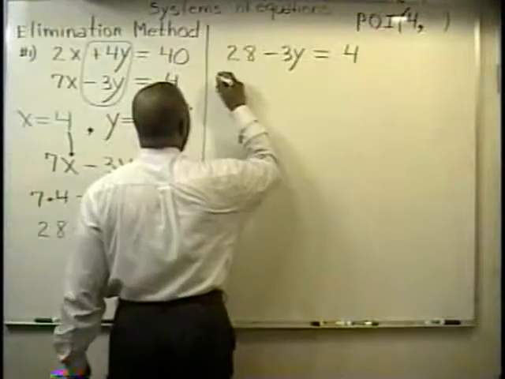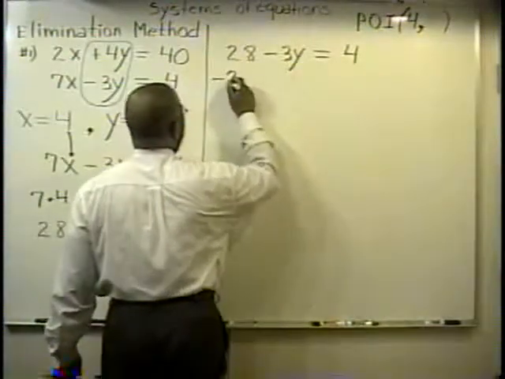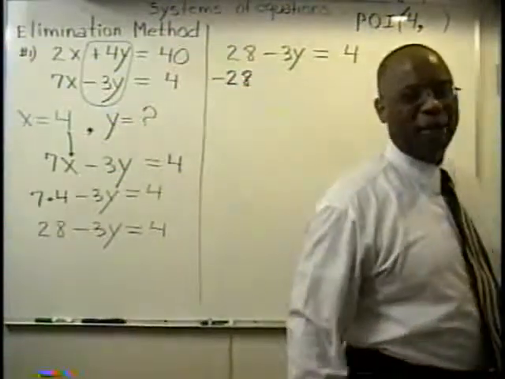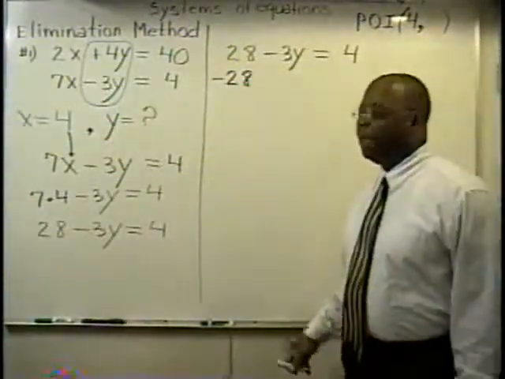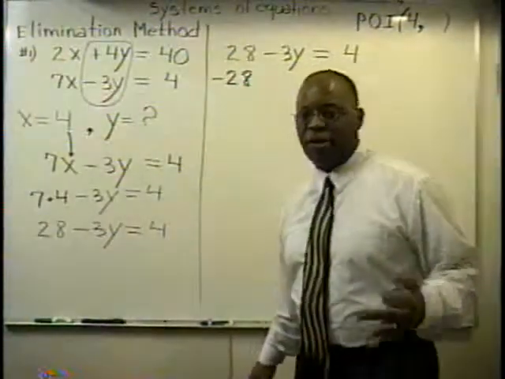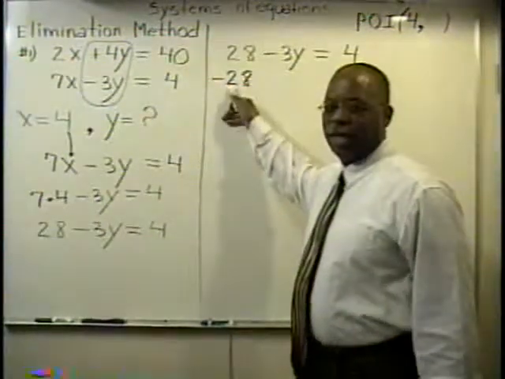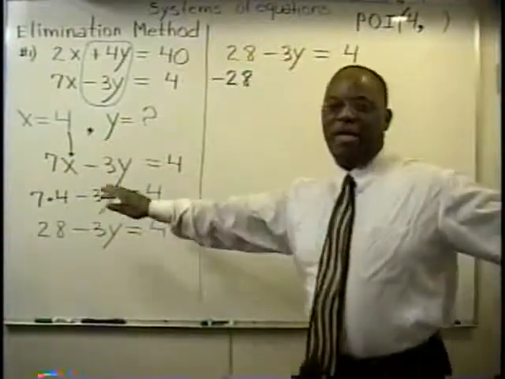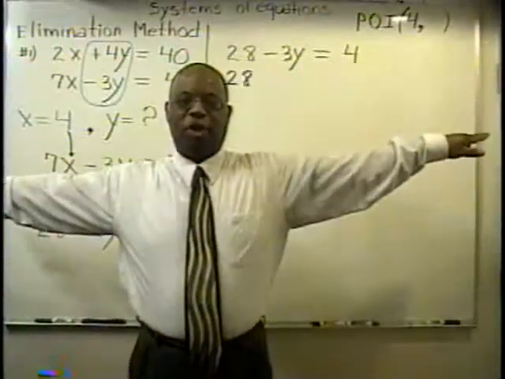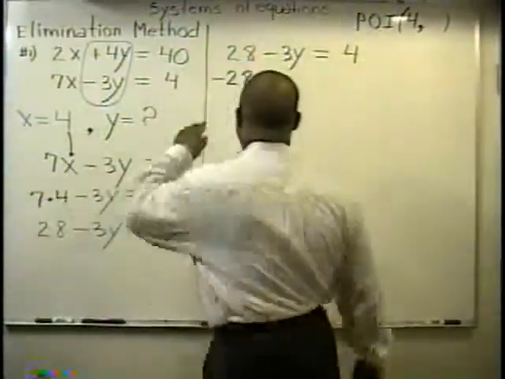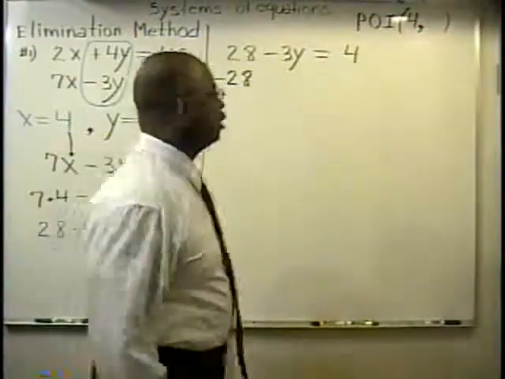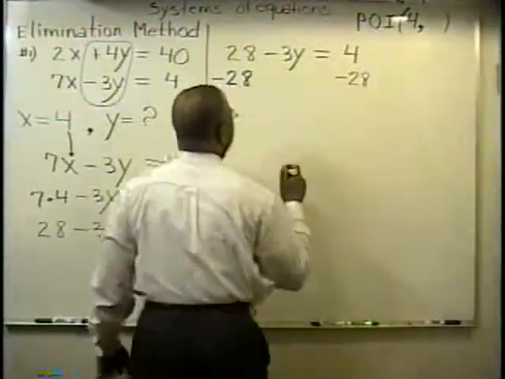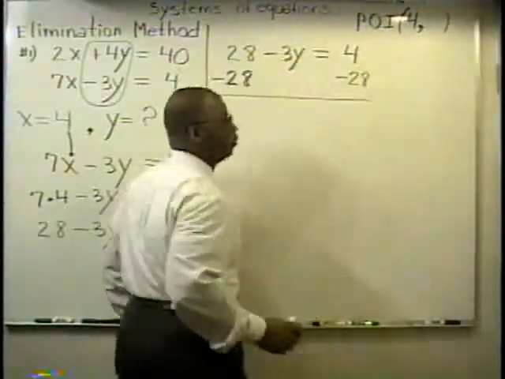So I'm going to add negative 28 to the left side. By the additive property of equality, what does that tell me to do? The additive property of equality tells me whatever I add to one side, I must add the same thing to the other side to maintain the balance of the equations. So I'm going to add negative 28 to the left, and I must add negative 28 to the right to maintain that balance.